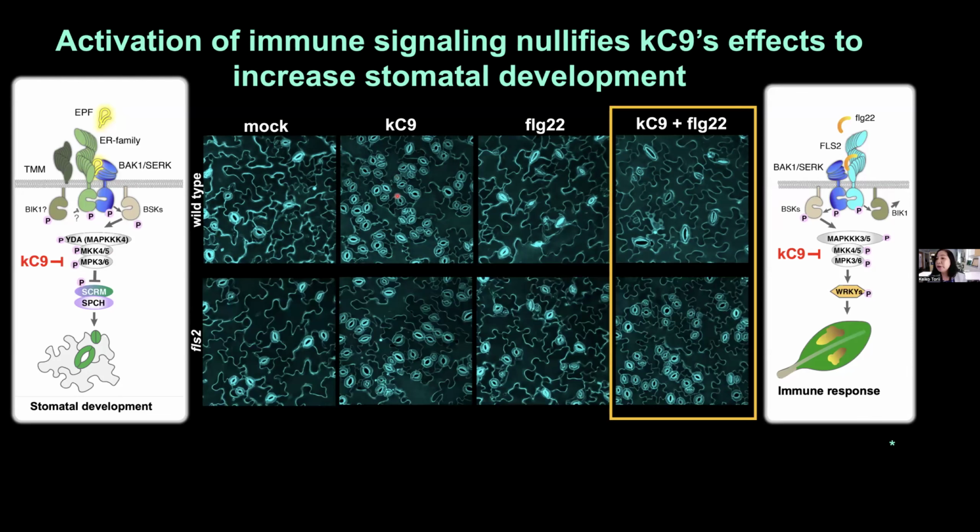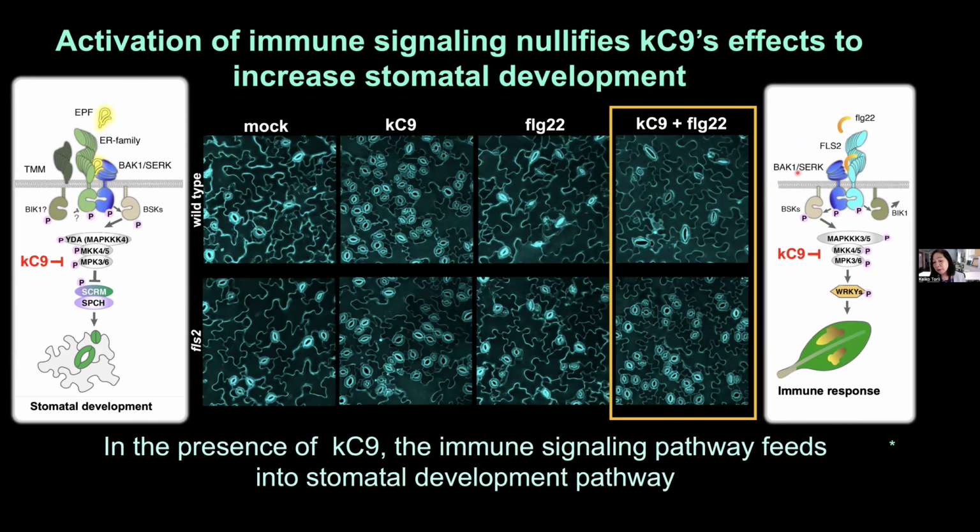And this is due to the proper signaling perception of the FLAG22 peptide by the FLS2 receptor, because if you do the same experiment with the FLS2 mutant that lacks the immune receptor, then the flagellin peptide, FLAG22 peptide application has no effect, cannot prevent KC9's ability to increase stomata. So what's really happening is through FLAG22 perceived by the FLS2 signal transduction. So here's the answer: in the presence of KC9, the immune signaling pathway somehow feeds into the stomatal development pathway.